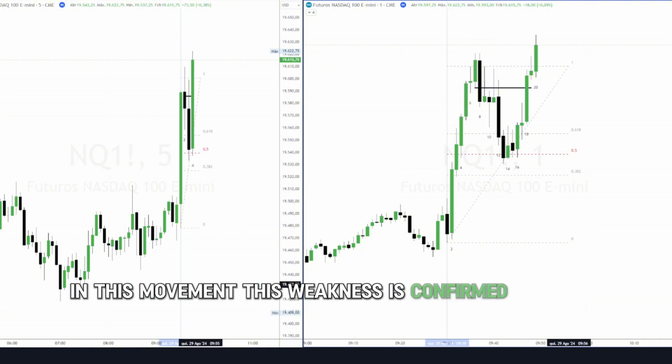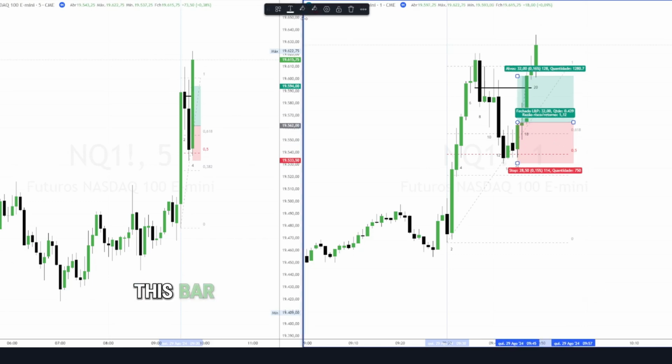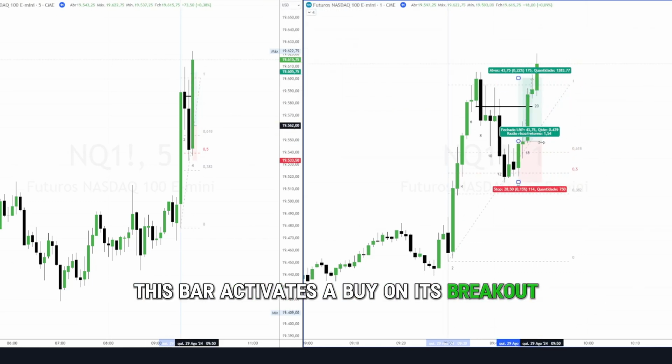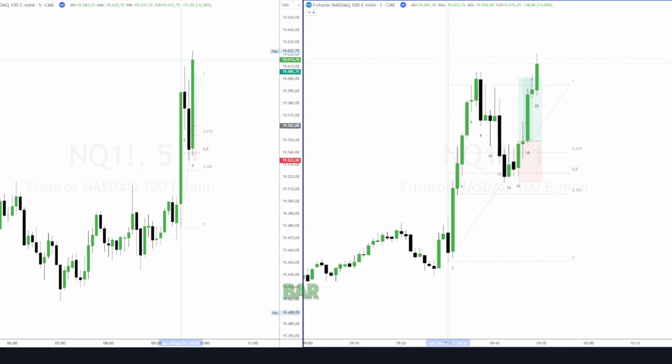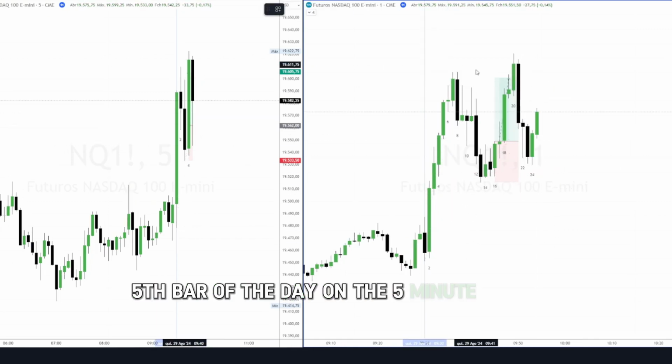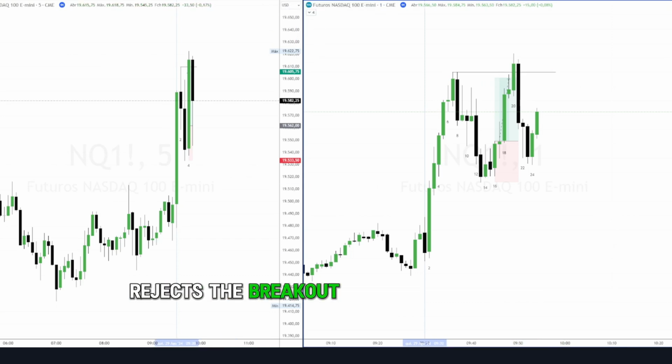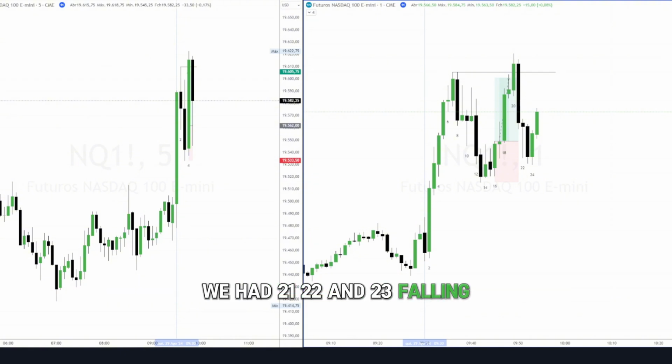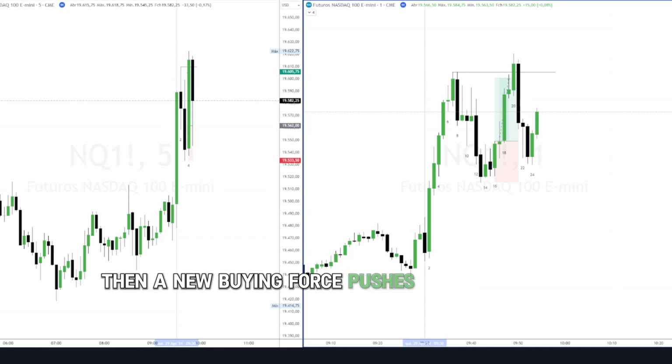This weakness is confirmed by bar 16. This bar activates a buy on its breakout by reading the price action bar by bar. The fifth bar of the day, on the 5-minute chart, rejects the breakout of the previous high. On the 1-minute chart, we can see that after the breakout of bar 20, we had 21, 22, and 23 falling. Then a new buying force pushes bars 24 and 25 upwards.